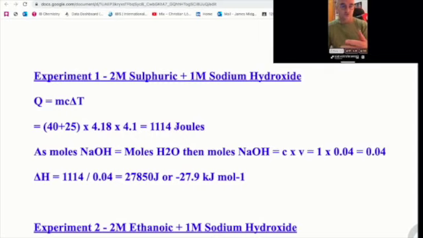But that's joules, but that's for the moles of water that we produced, which in this case is the moles of sodium hydroxide. So I want it per mole, per 1 mole. So to do that, I need to divide that Q energy, 1,114 joules, by the moles of sodium hydroxide.